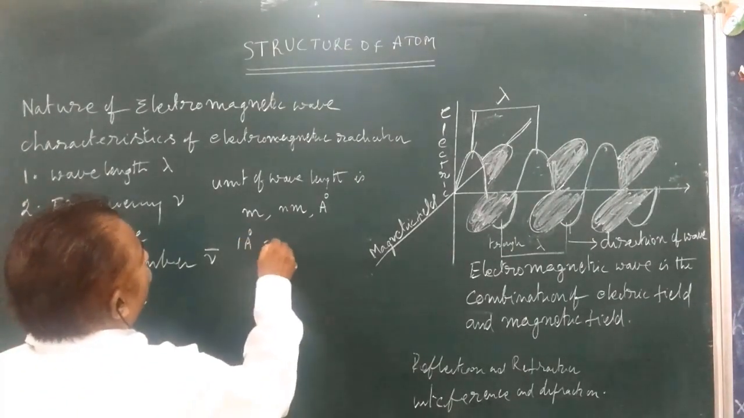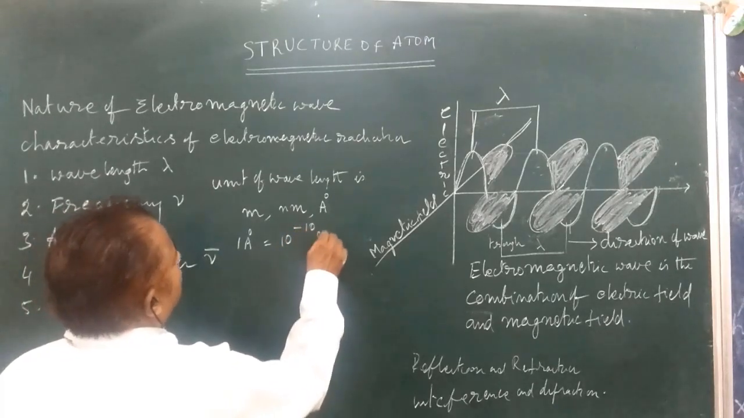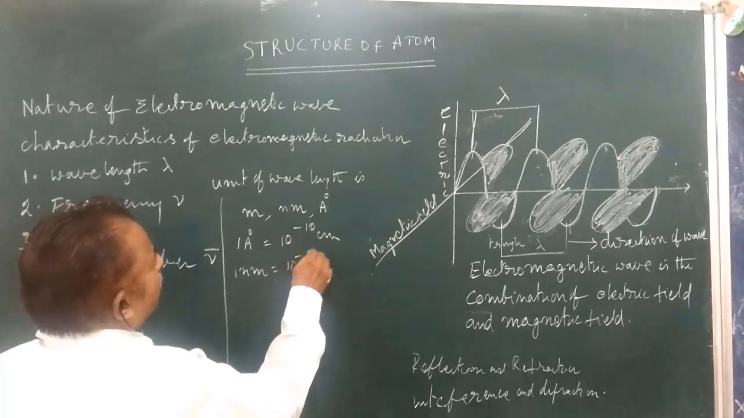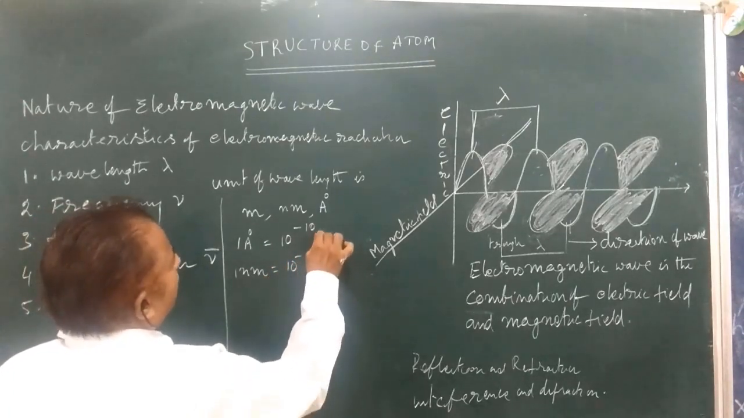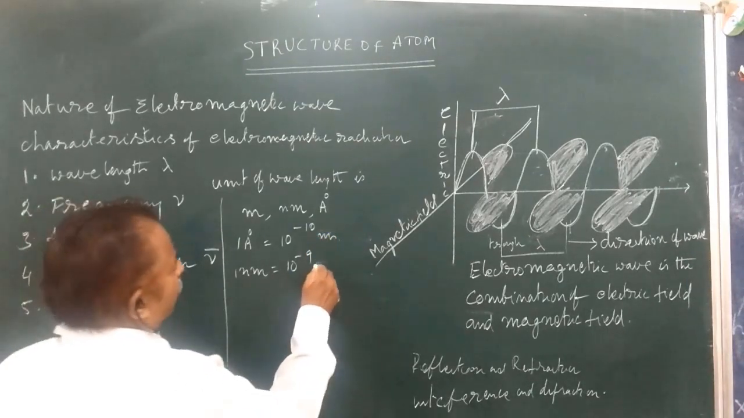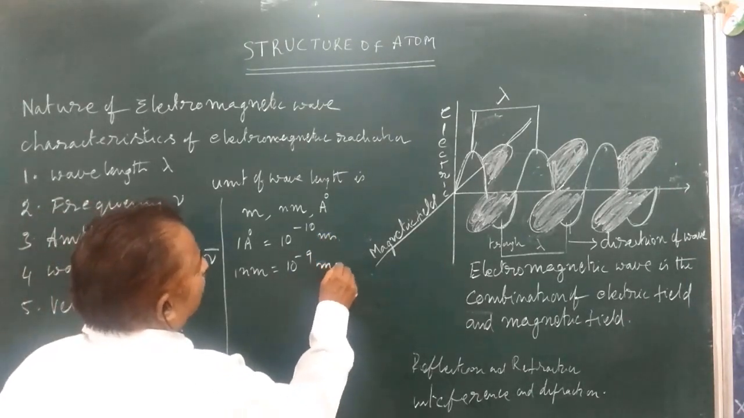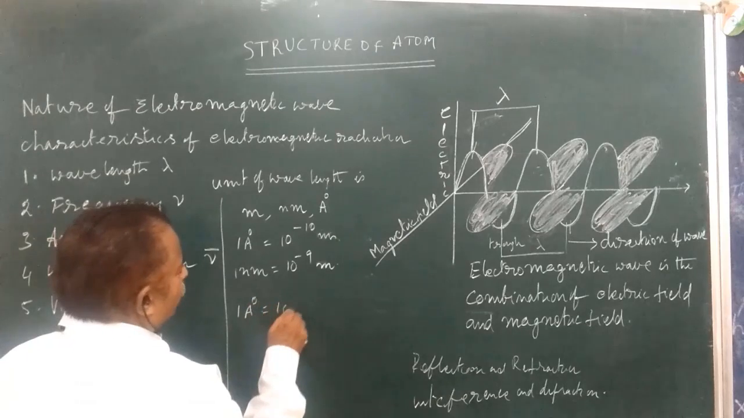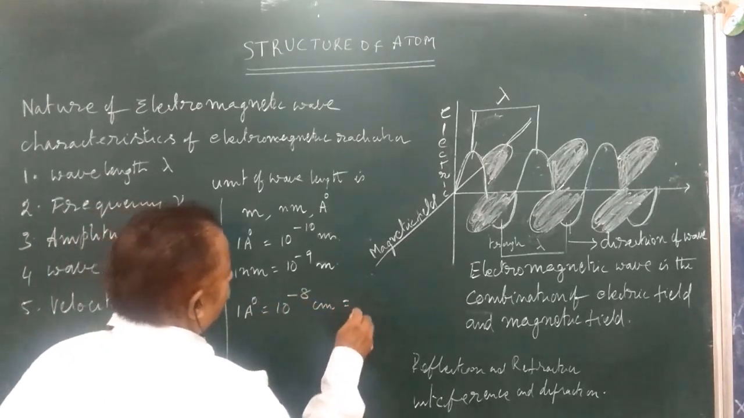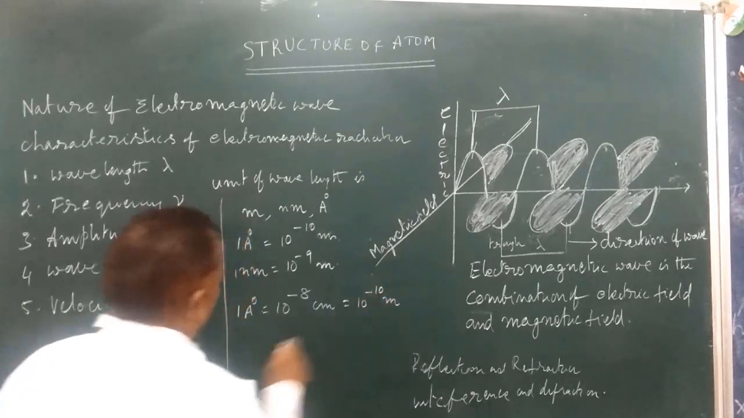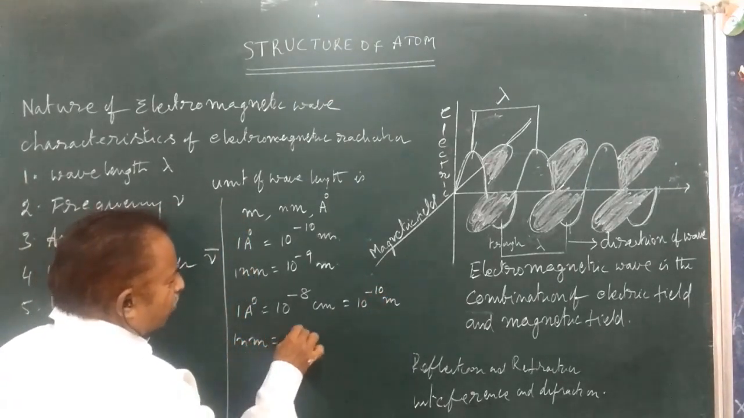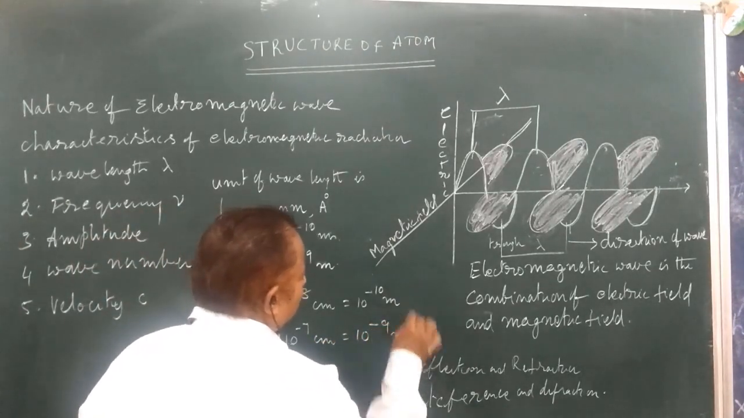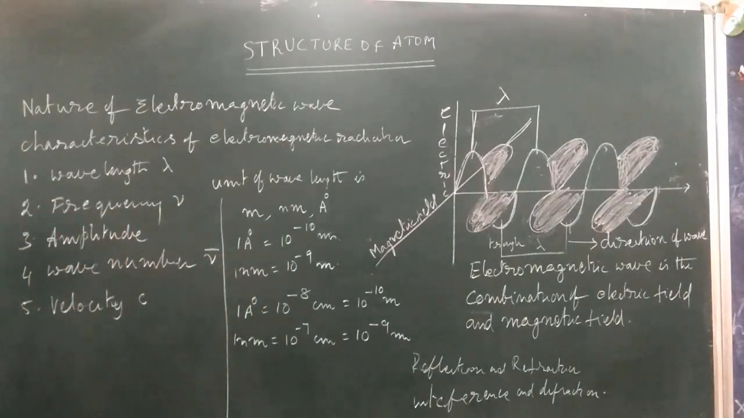1 angstrom unit equals 10 to the power minus 10 meter, whereas 1 nanometer equals 10 to the power minus 9 meter. It can be expressed in terms of centimeters also. 1 angstrom unit equals 10 to the power minus 8 centimeter, which is equal to 10 to the power minus 10 meters, or 1 nanometer equals 10 to the power minus 7 centimeters, which is also equal to 10 to the power minus 9 meter. So this is about wavelength.